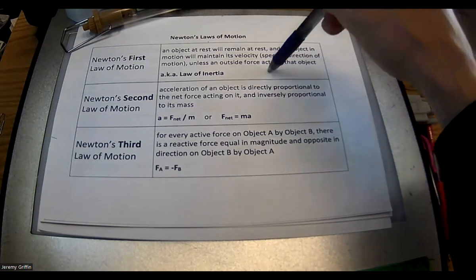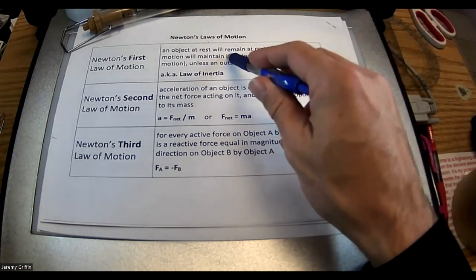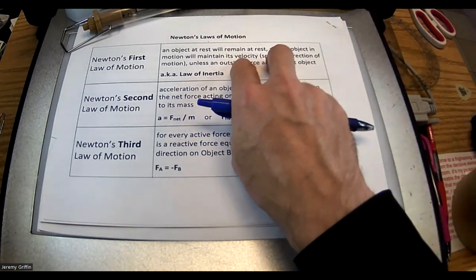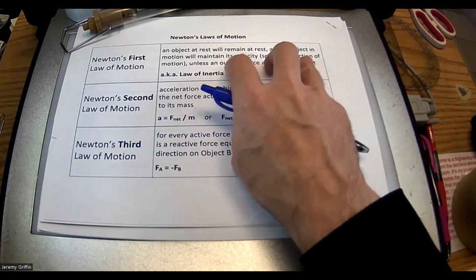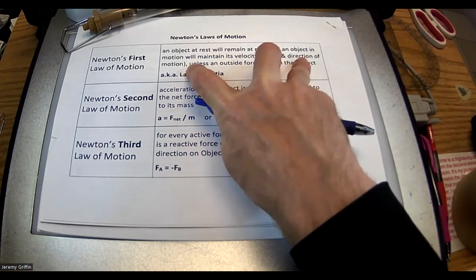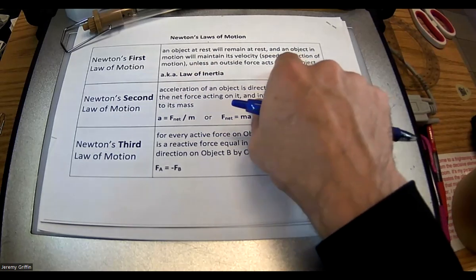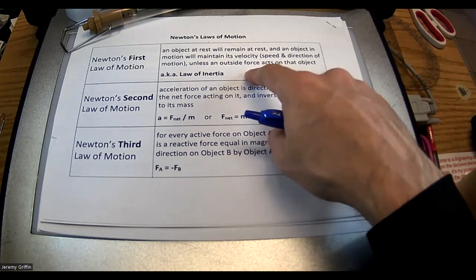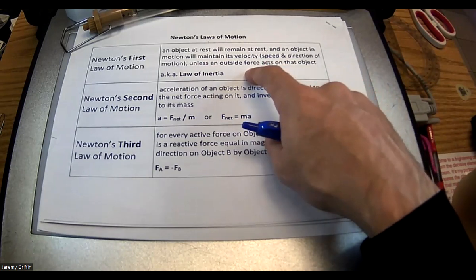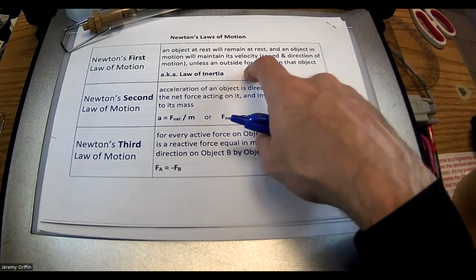Newton's first law of motion, also called the law of inertia, says an object at rest will stay at rest. An object that is already in motion will maintain its velocity. Velocity has two components: speed, but also direction of motion. That will always be true until there's an outside force acting on the object. That's the only way for that to change. Spacecraft are a classic example. It's just going because of inertia. It doesn't have to have any force. It's just coasting through space.